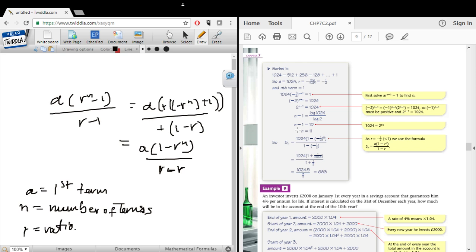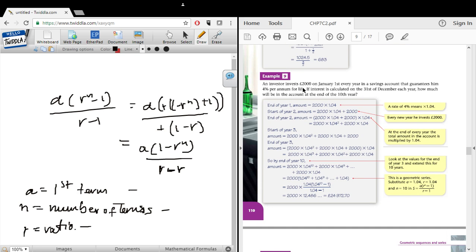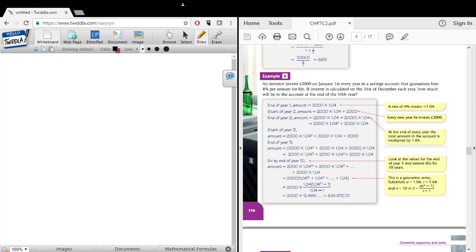And then essentially you need to go on to calculate the sum of the series now that you have all the terms. These 3 terms, and you can find that this is 683. Again, very simple. Another worded question here for you to contemplate, but again, exactly the same as what we've done before. If you read through this question, an investor invests £2,000 on January the 1st every year in a savings account that guarantees him 4% per annum for life. If interest is calculated on the 31st December each year, how much would be in his account at the end of the 10th year? So what does this mean?